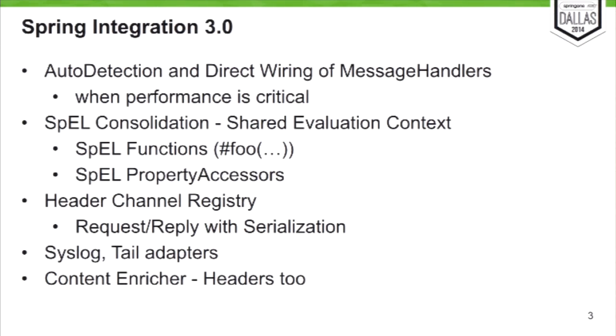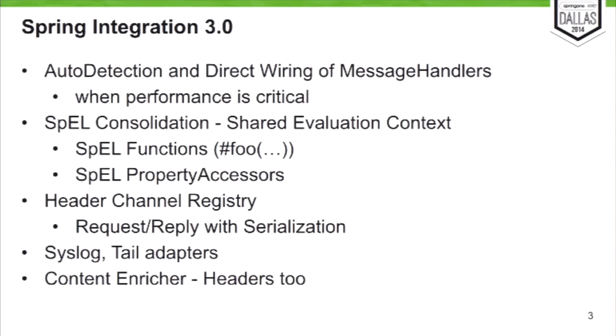So we have this header channel registry. You can now tell the framework, I know I'm going to serialize this message, so register the reply channel with the registry before we do the serialization, and then when the ultimate consumer of that message wants to send a reply, if there's no reply channel header, it consults the registry. So we can now do serialization of messages in a flow, so perhaps a longer lived flow or one that has persistent channels, and still use the request reply pattern.